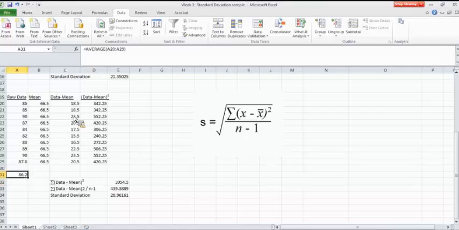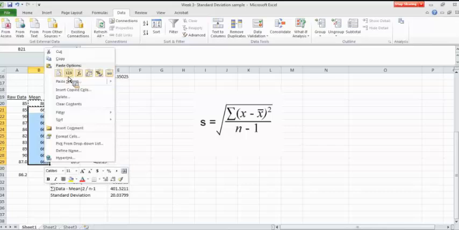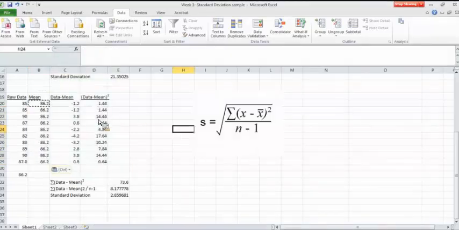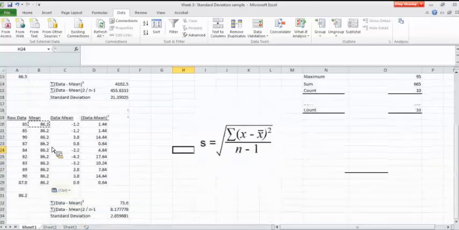We're going to have to recalculate this, and the new mean is 86.2. So since this was just copied, we're going to have to change this, 86.2. Copy this, paste it down. So doing this, now we have new calculations. You can see that our data minus the mean is much smaller numbers all the way down. Now our standard deviation is 2.8596. So you can see that it's much lower than here at 21.3, but also we have less spread.